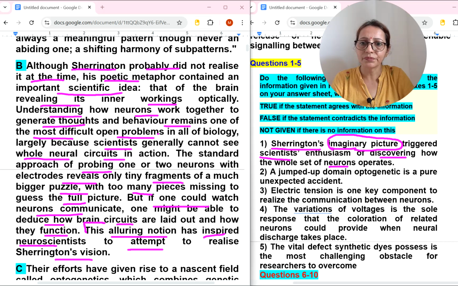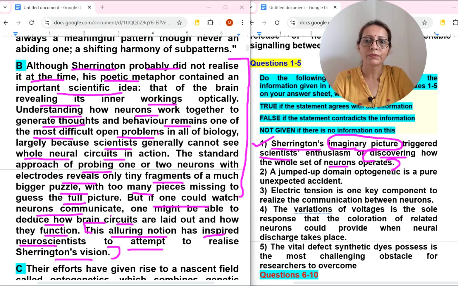So this, from here to here, is exactly matching this statement. Discovering how a whole set of neurons operates means how neurons operate. Here they are discussing, and at the end they are saying this alluring notion has inspired, meaning this imaginary picture triggered scientists. So it is clearly given that neuroscientists attempt to realize Sherrington's vision. It means this is true.